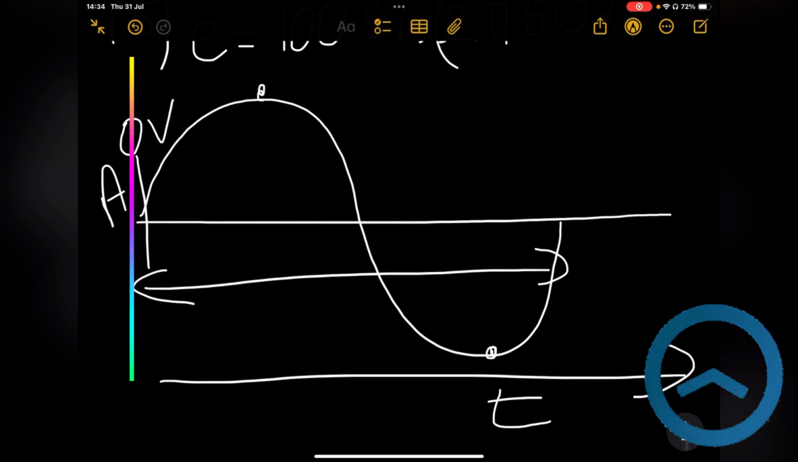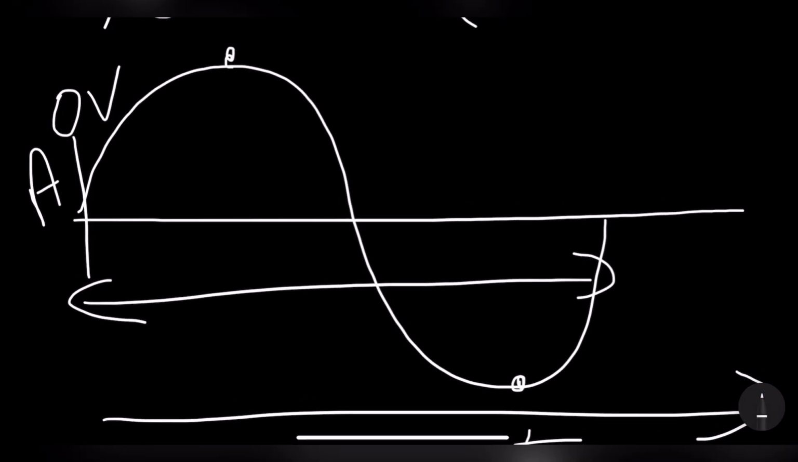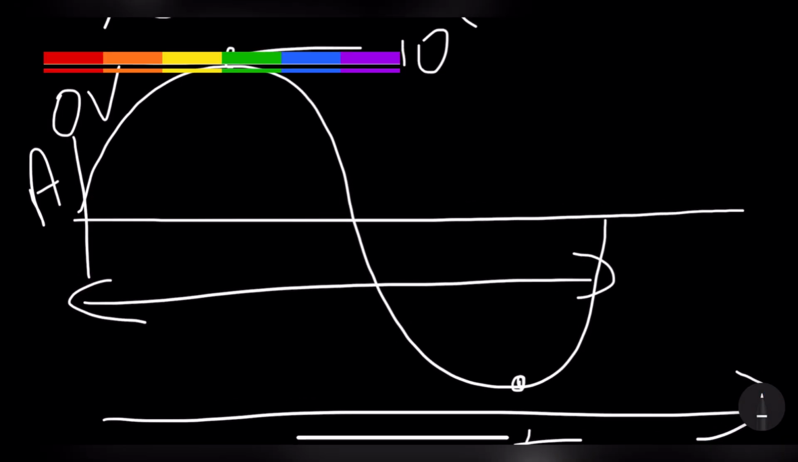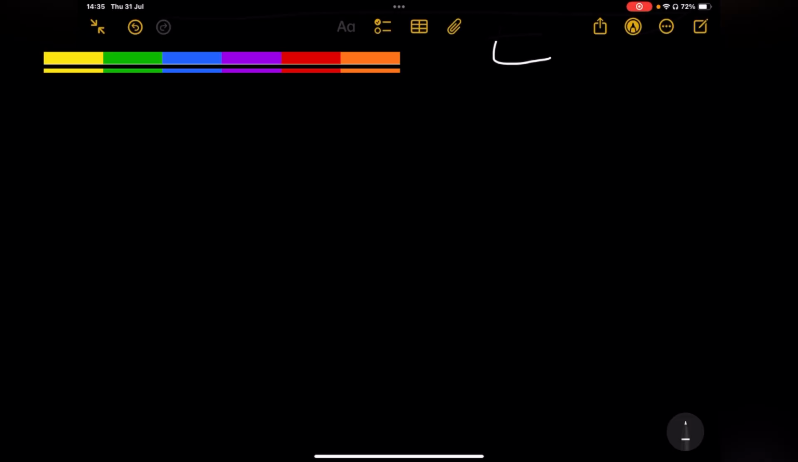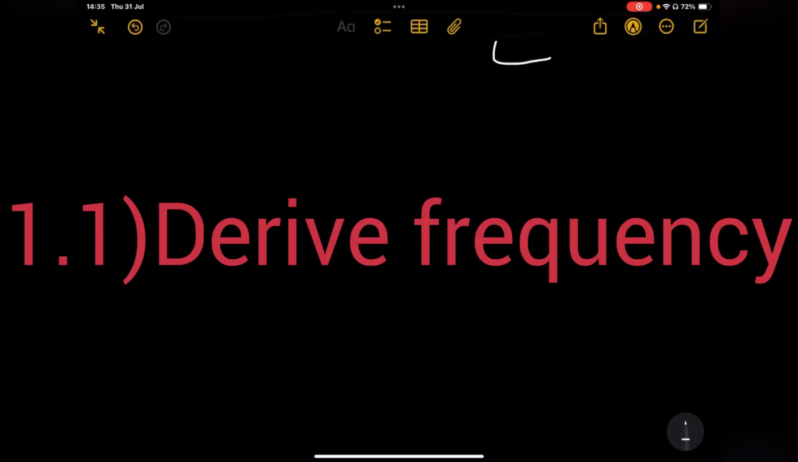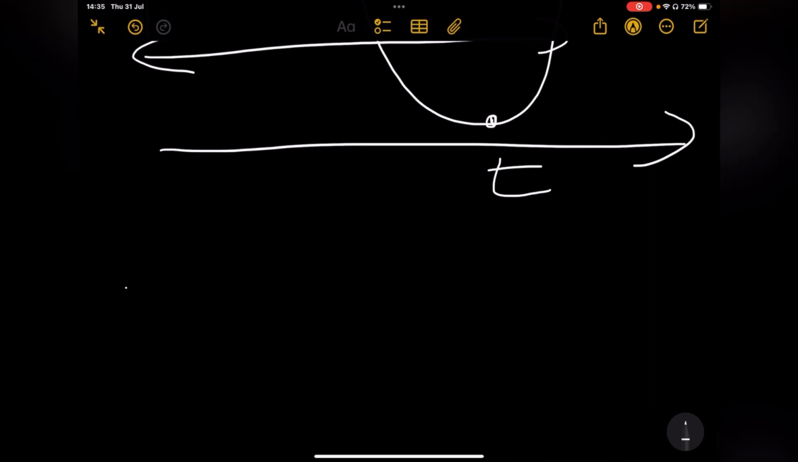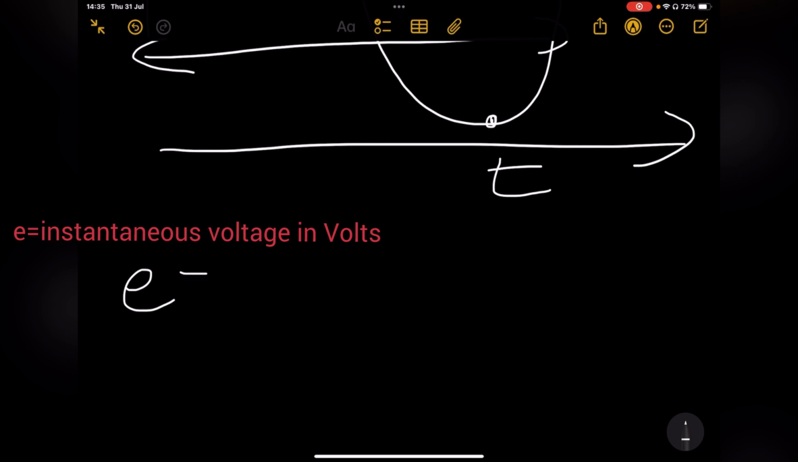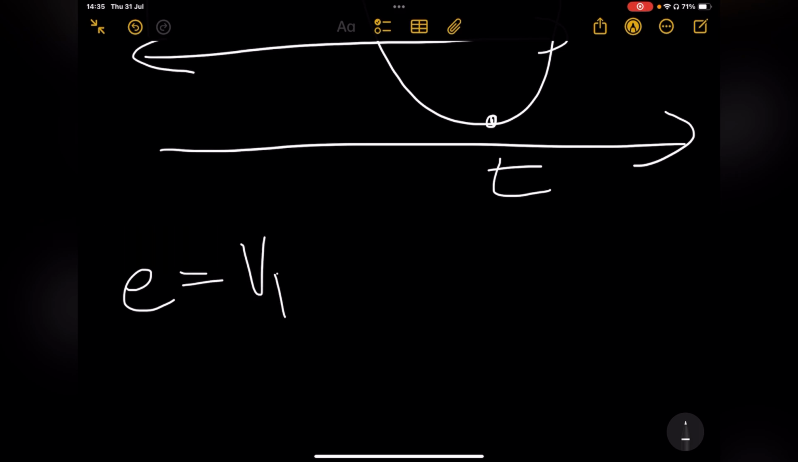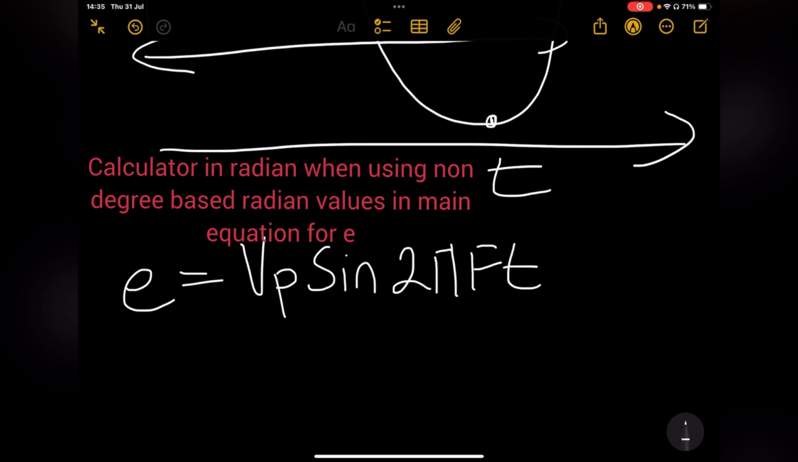Over here, we can just look at it as time over amplitude. This amplitude peak is 100 volts. So the first question asks, derive the frequency. So how do we derive the frequency? Let's go and write the instantaneous formula quickly. E, which is instantaneous voltage, equals Vp, which is the voltage peak, times sine, for the sinusoidal waveform, 2 pi ft.